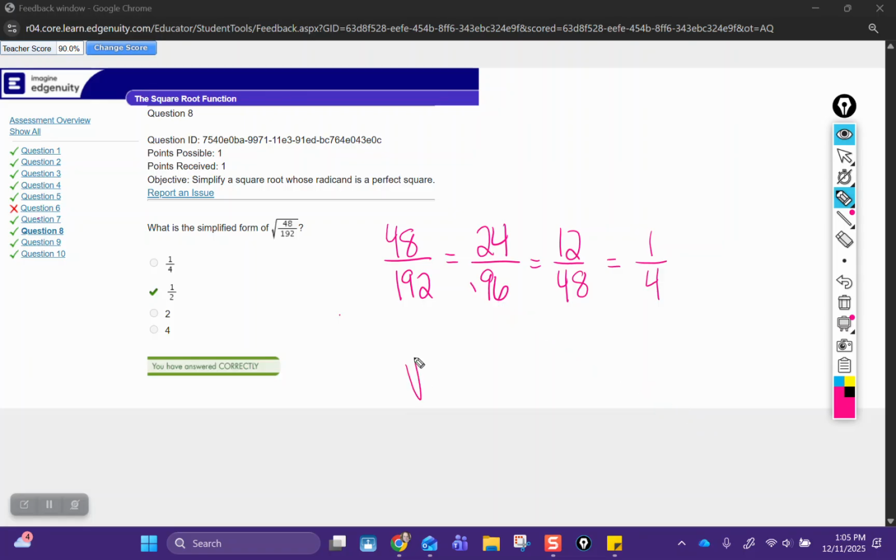So I'm going to put it back under the square root. Remember, again, this is the same as saying the square root of 1 over the square root of 4. The square root of 1 is 1, and the square root of 4 is 2. So we get that answer.